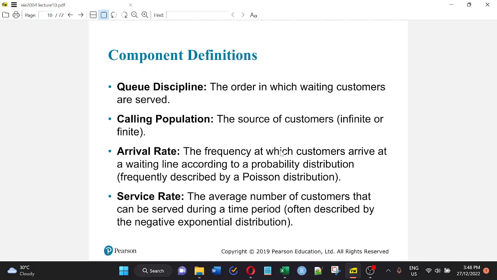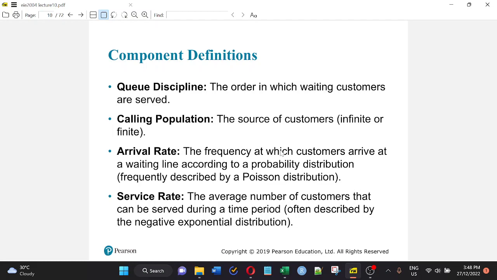And then we are talking about the calling population. The calling population talks about the source of the customers, whether it's infinite or it's finite. So infinite means that, for example, like the Tesco hypermarket. You'll never know, even though you can observe on a daily basis how many customers are coming in, the customers can be anyone at all, anyone from the whole world. Yeah, anyone can go there. So there's no limit on the population that goes to Tesco.